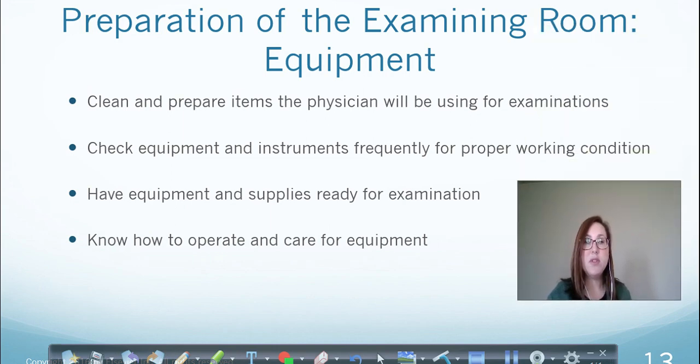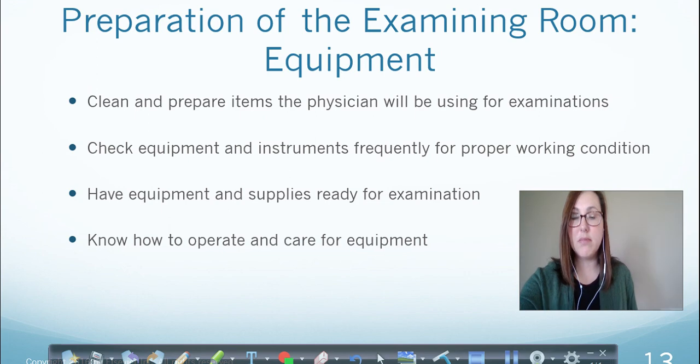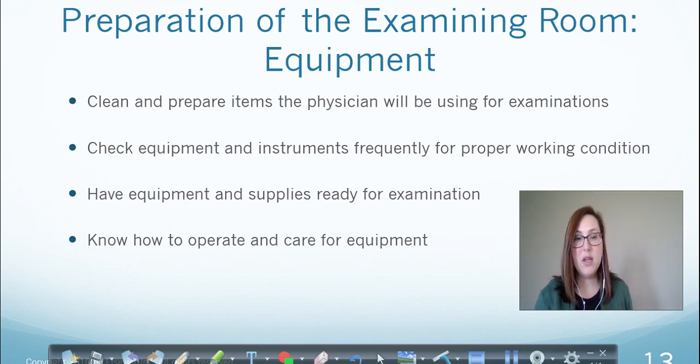So it may be your responsibility to clean and prepare the items the doctor will be using during exams. That's a lot of your responsibility, actually. Making sure that instruments are working, making sure that light bulbs are replaced. Maybe there's a specific light the doctor likes to use, and maybe that light has a burnt bulb, so making sure that everything works correctly, and that maybe supplies are laid out if you know that you have someone coming in for a suture removal.